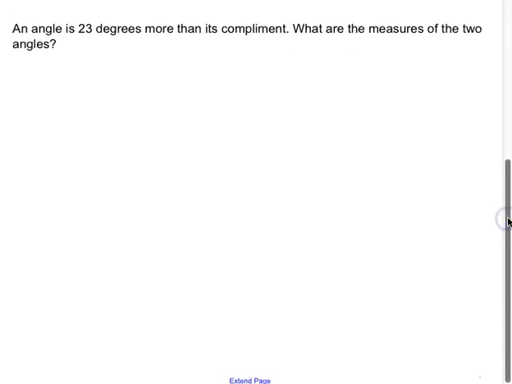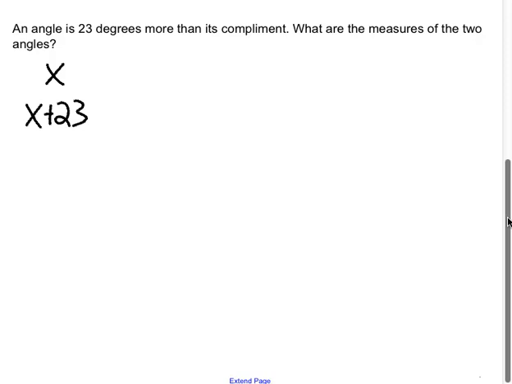And our last example of a word problem. An angle is 23 degrees more than its complement. What are the measures of the two angles? All right, so one of the angles we know absolutely nothing about, right? So one of the angles is going to just be x. And then we know something about another angle. It says another angle is 23 degrees more than its other angle. So we have x, and then we have another angle that is x plus 23.